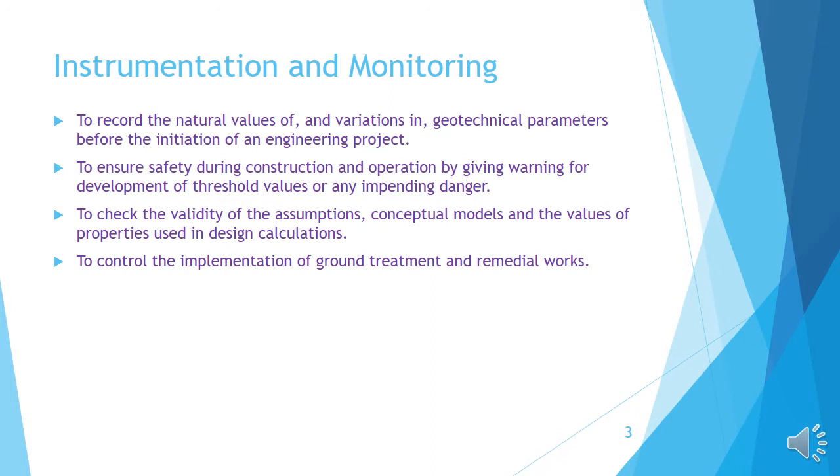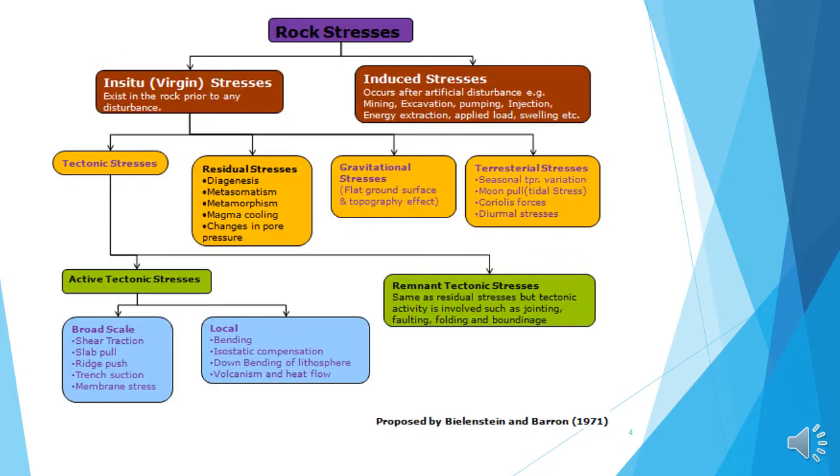Now we will look at the need for instrumentation and monitoring. Generally, it is used to record the natural variations in geotechnical parameters before the starting of a project and after the completion of the project, to ensure safety during construction and operation by giving warning for development of threshold values or any impending danger. It is used to check the validity of the assumptions, conceptual models, and the values of the properties used in design calculations, and to control the implementation of ground treatment and remedial works.